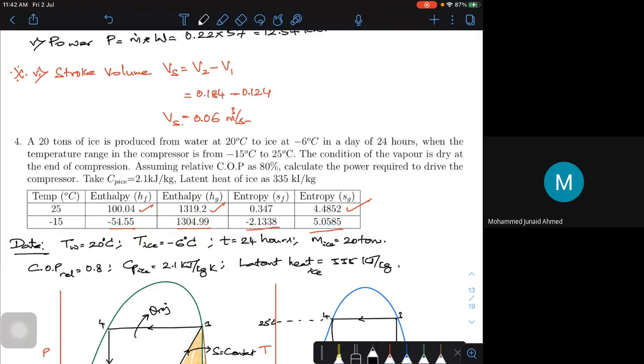I need to produce 20 tons of ice, but the water is at 20 degrees Celsius. I need to get the ice at minus 6 degrees. So I need to remove a certain amount of heat. If I want to do that, I need to put it on a TS diagram for the water, or a TH diagram, or a TQ diagram for the water.